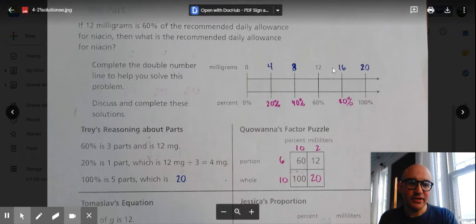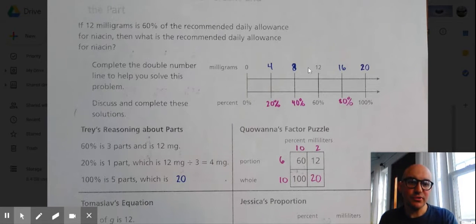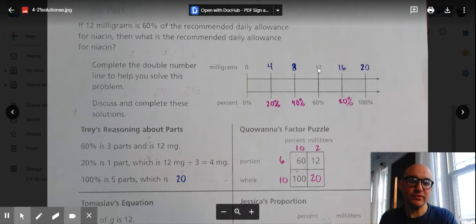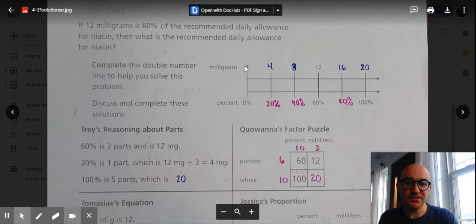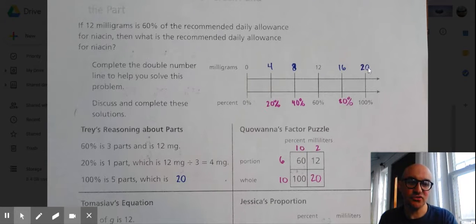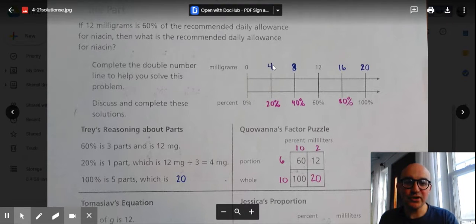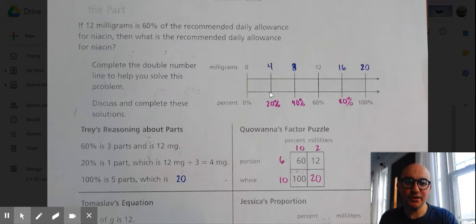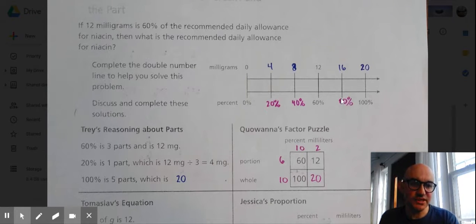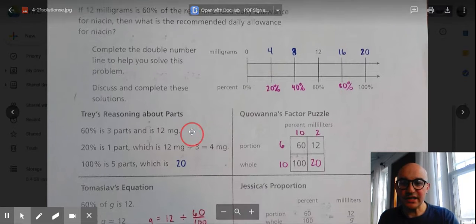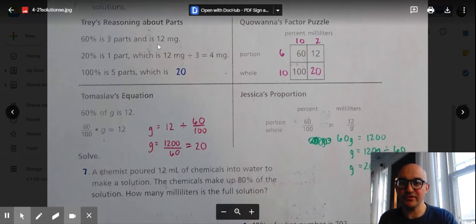And then I come up here and I know that to go from 0 to 12, there were 1, 2, 3 marks. So I know that 1/3 of 12 is 4. And so each of these marks on the top are equivalent to 4 milligrams of niacin. So 4, 8, 12, 16, and 20, just like that. And remembering these double number lines tell us that 4 milligrams is equivalent to 20%, 8 milligrams, 40%, 12 is 60%, 16 is 80%, and 20 is 100%. And we're going to use that knowledge here to come down to this middle part of the page.